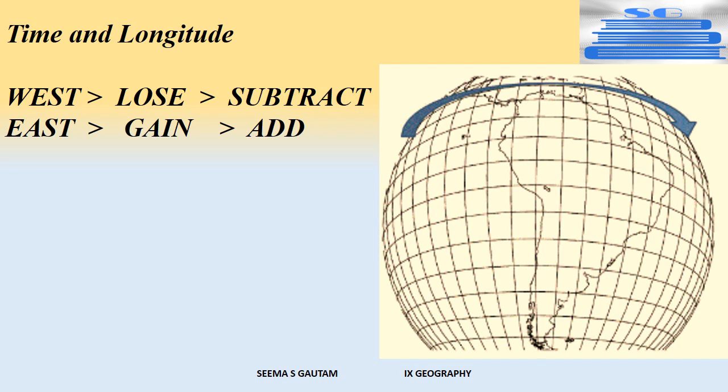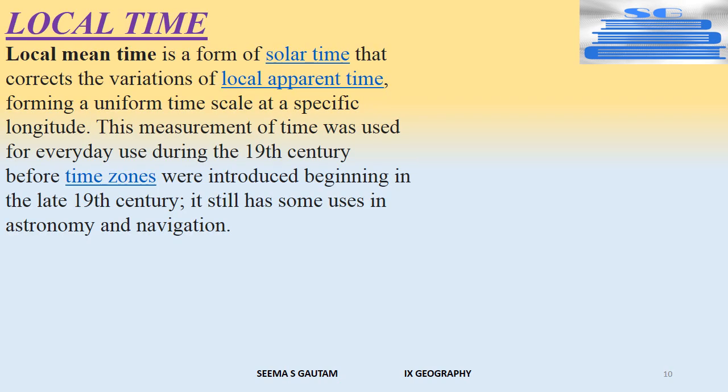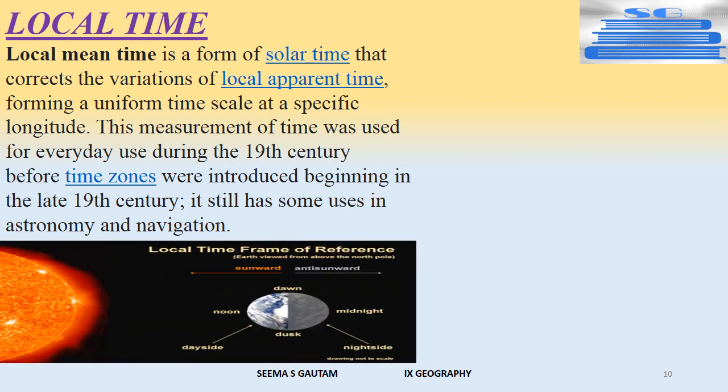So we'll go ahead with local time. The time of a place recognized by the midday sun is called the local time. All the places located along a particular longitude from North Pole to South Pole face the overhead sun at the same time. When the sun is overhead on a place, the angle of inclination is maximum over there.